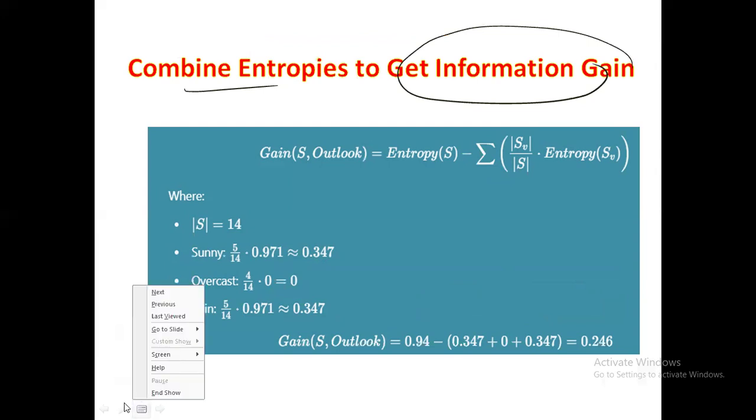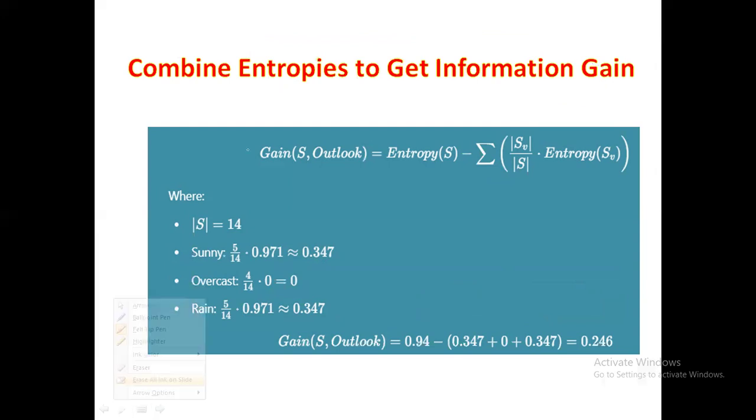What are we going to get? Information gain. So in this case, what is the information gain here? Gain of S comma outlook. Outlook only we have taken. Entropy of S, already we have found out, right?